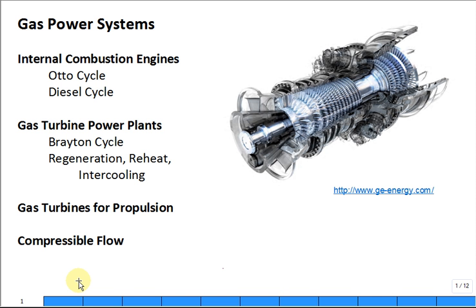We're into gas turbines or gas power plants. We're studying the Brayton cycle. Gas turbines generate a lot of electricity. They're also used on a lot of naval vessels, and on a lot of land vehicles, like tanks.